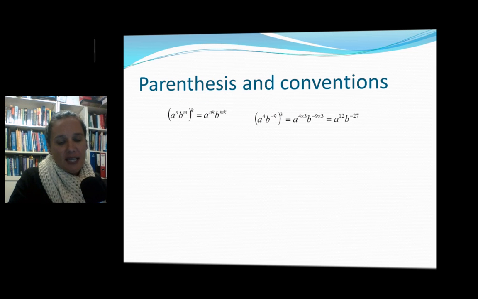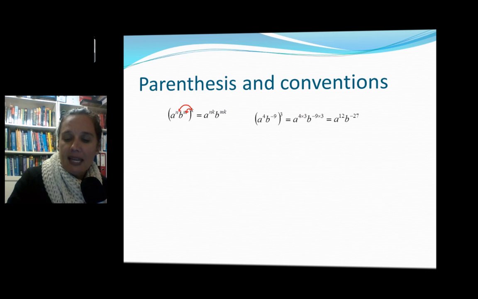So working through here, we're just getting a bit further into these things. We have a to the power of n, b to the power of m, in brackets, to the power of k. And what this means, our k needs to apply to the n and to the m. So we get a to the power of nk and b to the power of mk.